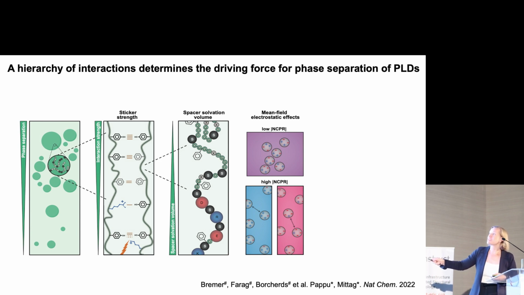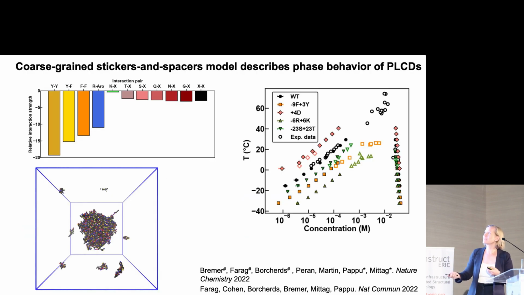And then we have a number of stickers with different interaction strength that can make this networking. And the net charge per residue, I didn't show you this, but the net charge per residue has an important effect on solubility of the protein and therefore contributes to the driving force for phase separation. In these kinds of experiments and all of these variants that we looked at, we always also measured the single chain dimensions by small angle X-ray scattering.